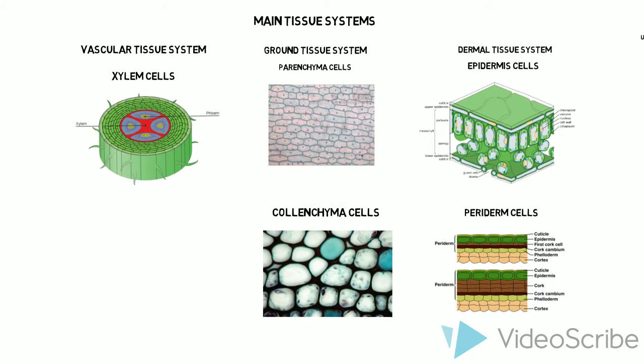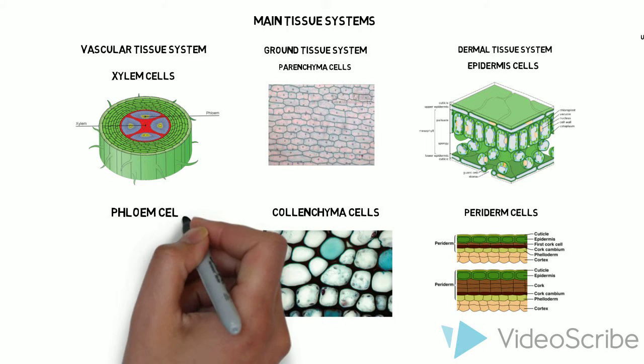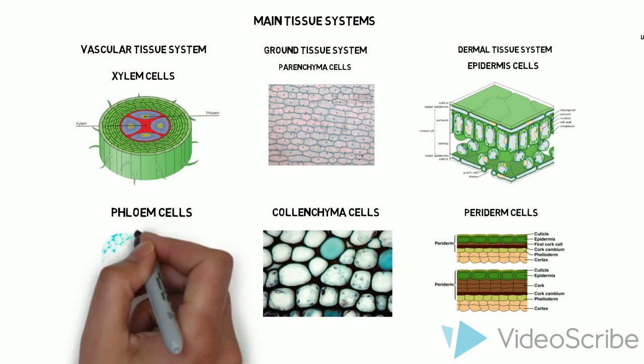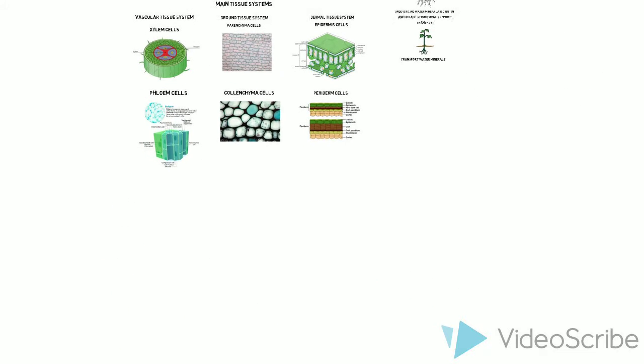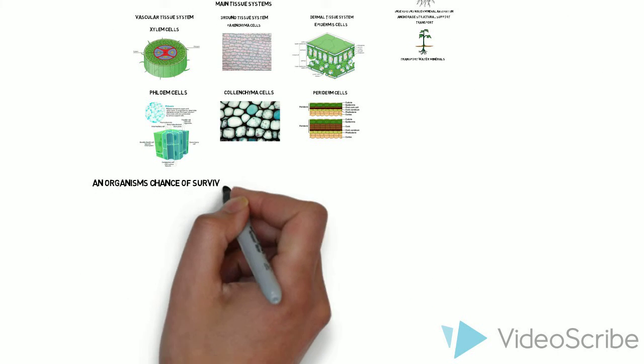The vascular tissue system is the system responsible for the transport of nutrients, sugar, and water within the plant. Within the vascular tissue system, the cells include xylem cells, which are long, narrow tubes responsible for conducting water, and phloem cells, which are long, narrow, and stacked together. Phloem cells transport sugar and nutrients around the plant's body.